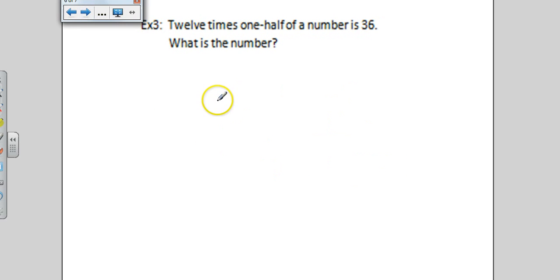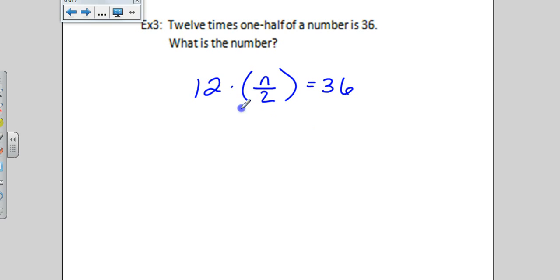And then 12 times 1/2 a number is 36. So 12 times, the way we write half of a number is you could either say 1/2 n, or you could even say n divided by 2. And the number is coming out to 36. So if I think about simplifying 12 times n over 2, well, that would really just be 6n equals 36. So if I divide by 6 on both sides, I get n equals 6.